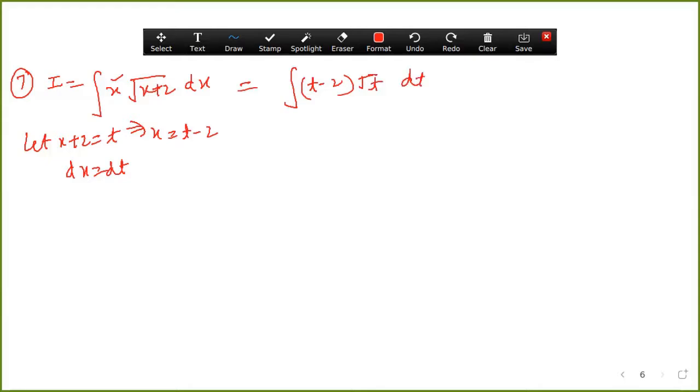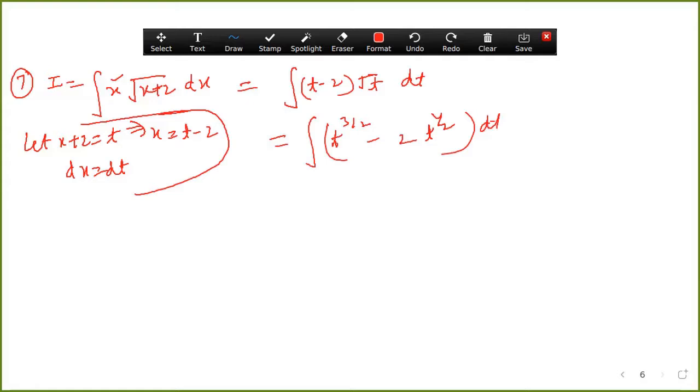The question is this one. Now what will you do? Just first multiply by root t. t times root t means power 1 plus 1/2, it becomes 3/2, and minus 2 t to the power 1/2. Now integrate the function separately.